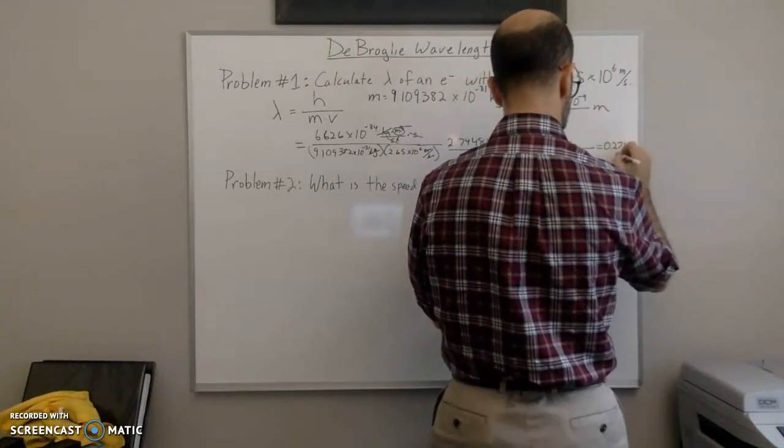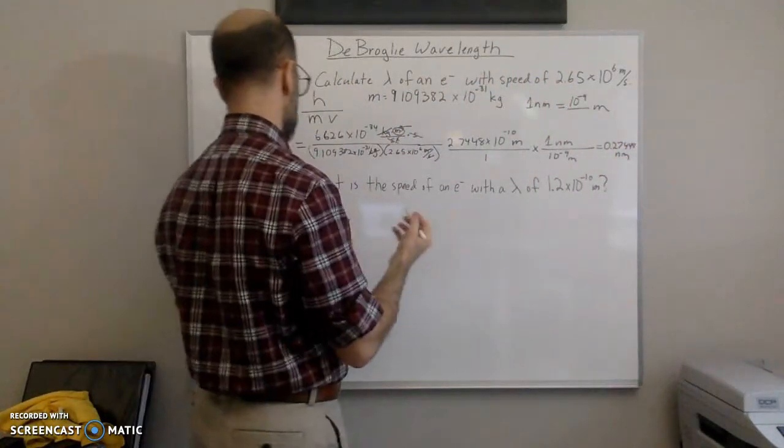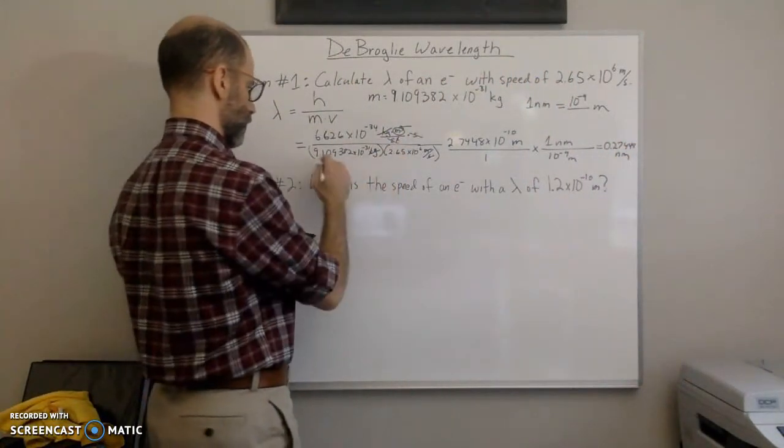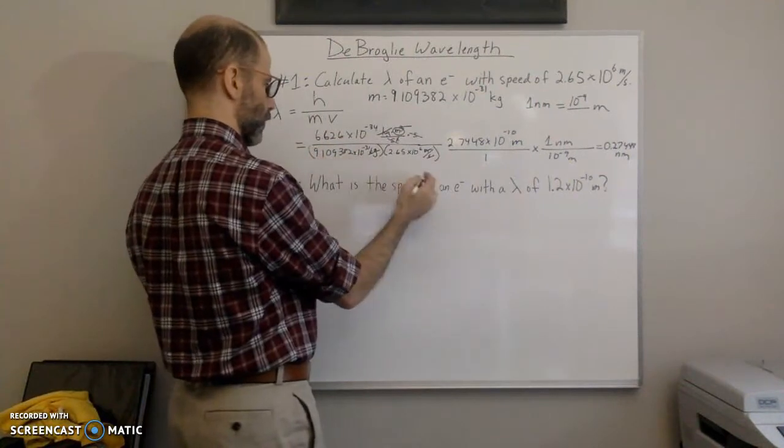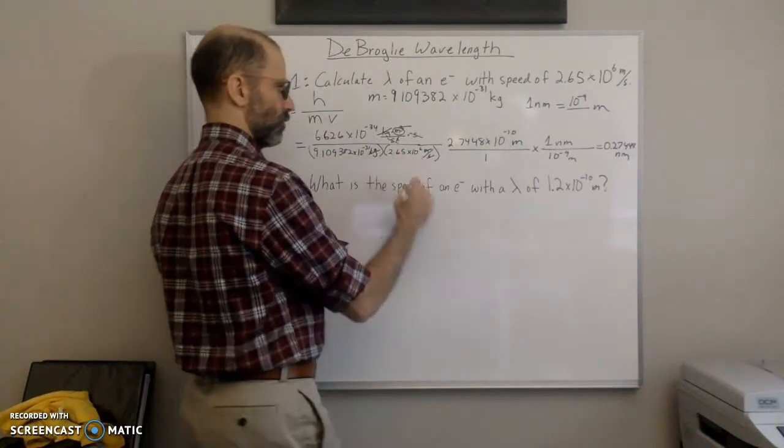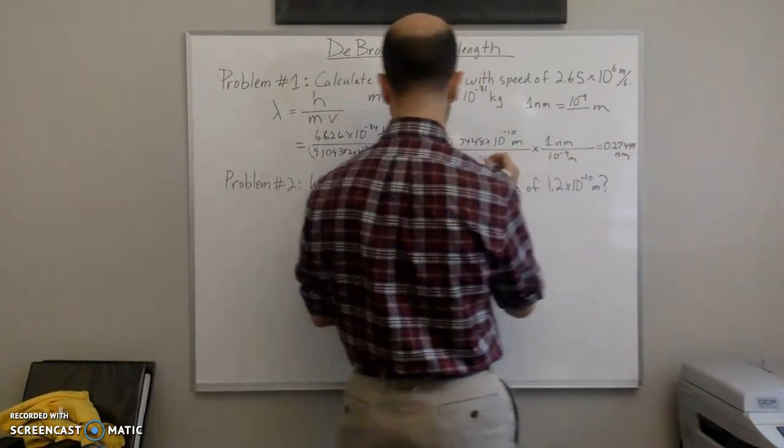I get 0.27448 nanometers. And of course, you got to pay attention to sig figs. So I have 4, I've got a bunch here. I got 3, so 3 is the least one.